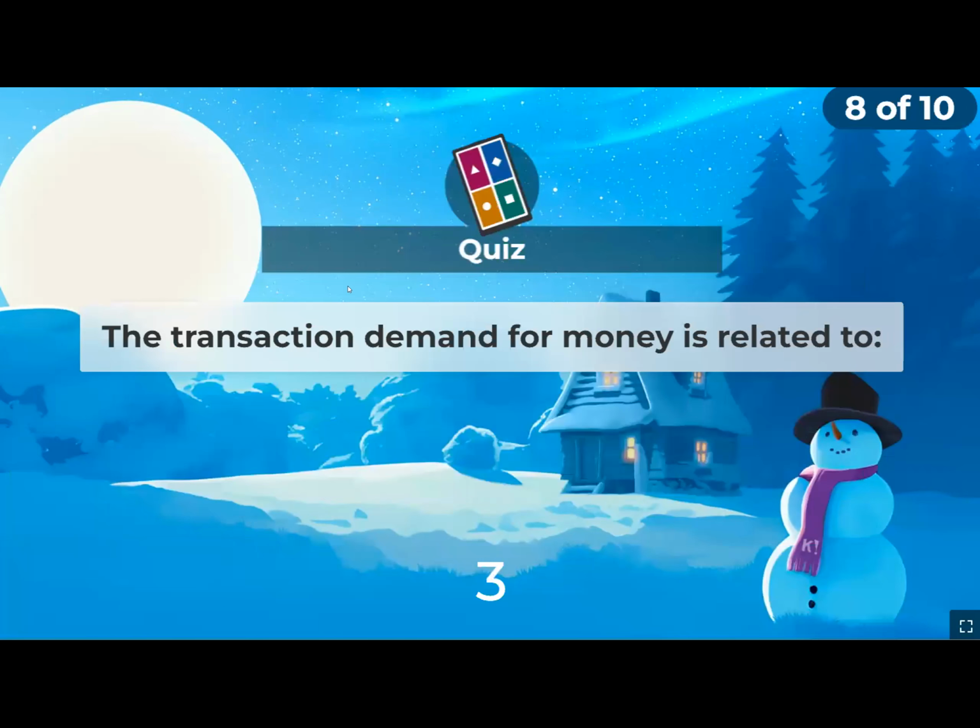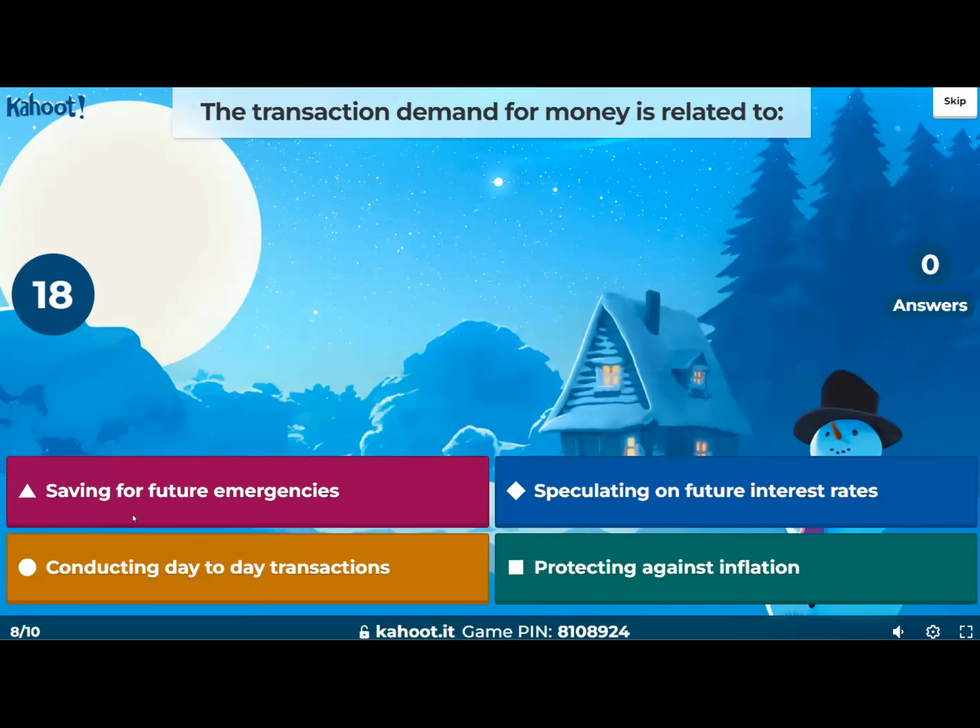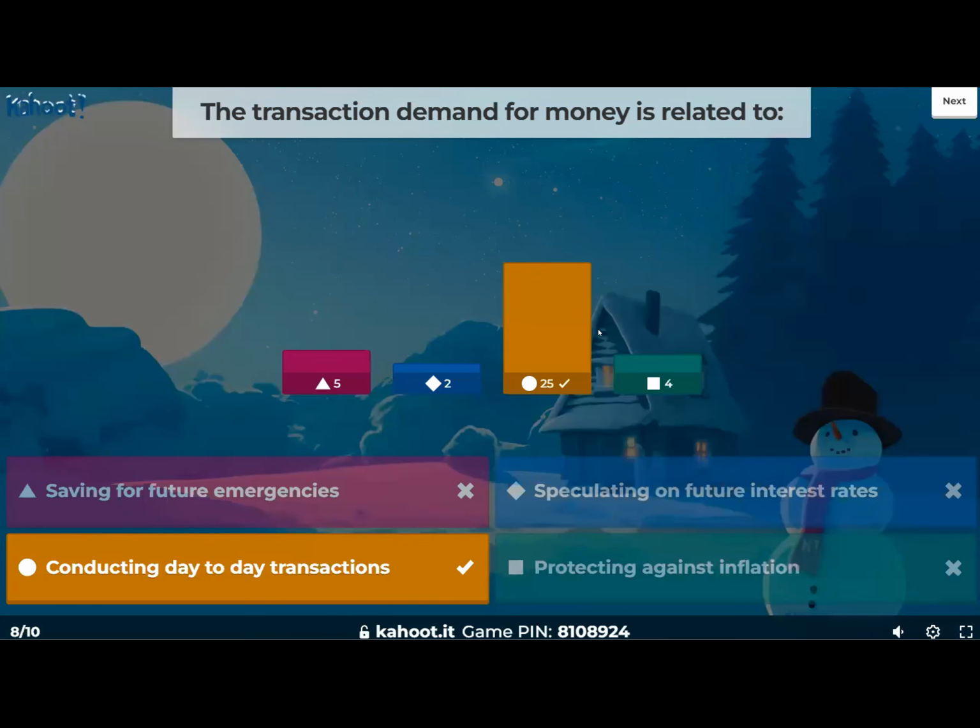The transaction demand for money is related to: savings for future emergencies, speculating on future interest rates, conducting day-to-day transactions, protecting against inflation. Transaction demand for money is for your day-to-day transactions. Perfect. Others, if you're not in the quiz, you can at least send a message on the chat box. No problem.